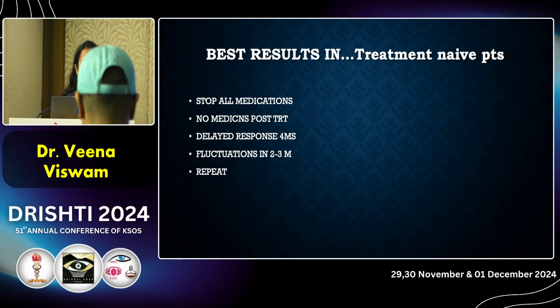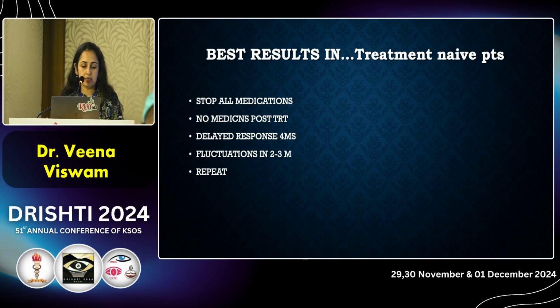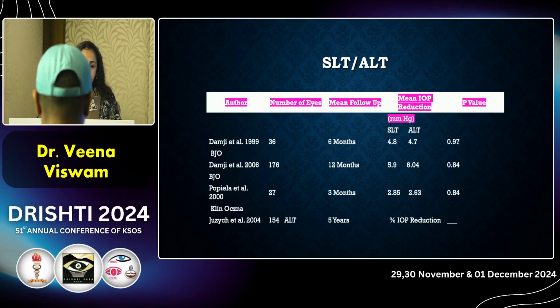Usually, fluctuations will be noted in the intraocular pressure in the first 2 to 3 months. So you cannot judge whether the pressure has come down in the first 2 to 3 months because fluctuations may be noted. But a very high rise of IOP is not usually seen in our experience. A delayed response of pressure decrease is noted after around 4 months. So after 4 months, we repeat the case if the pressure has not come down much.